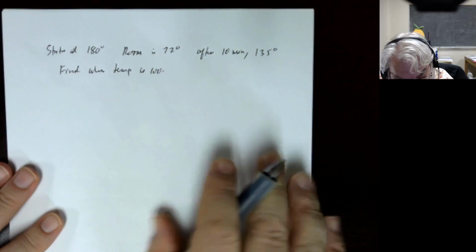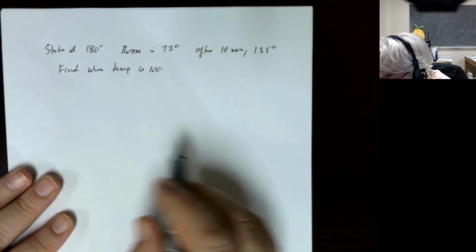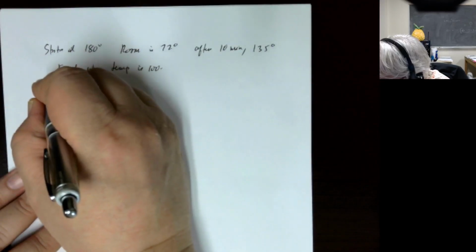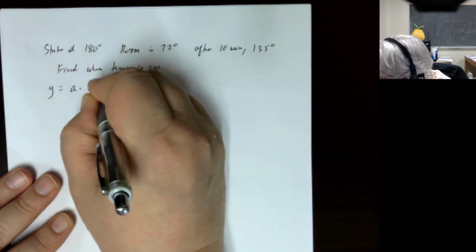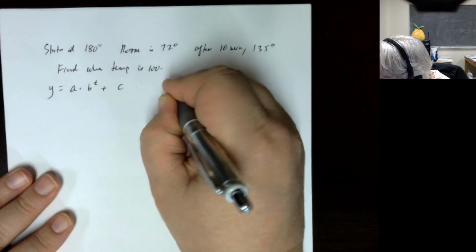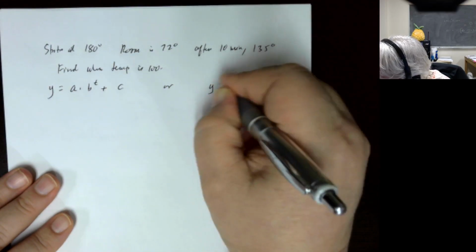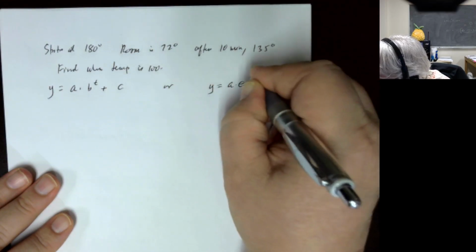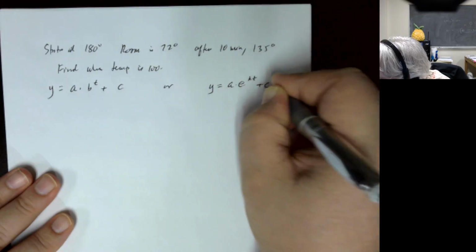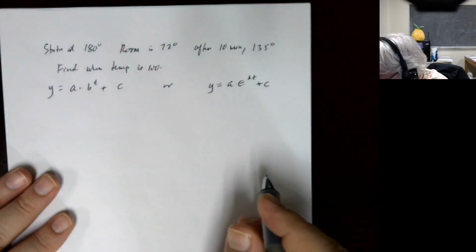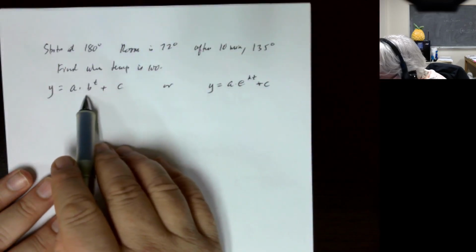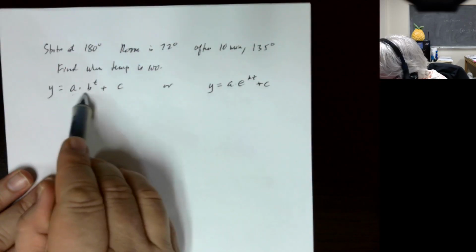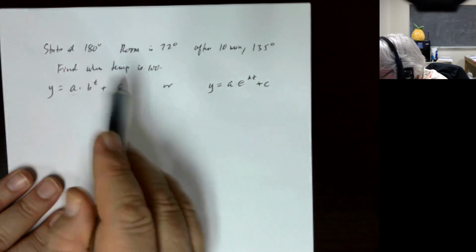So there are 2 possible models that you can use. It doesn't matter which one. The one we were using in class, I think, is a times b to the t plus c. Or you could write it as a times e to the kt plus c. Either one.